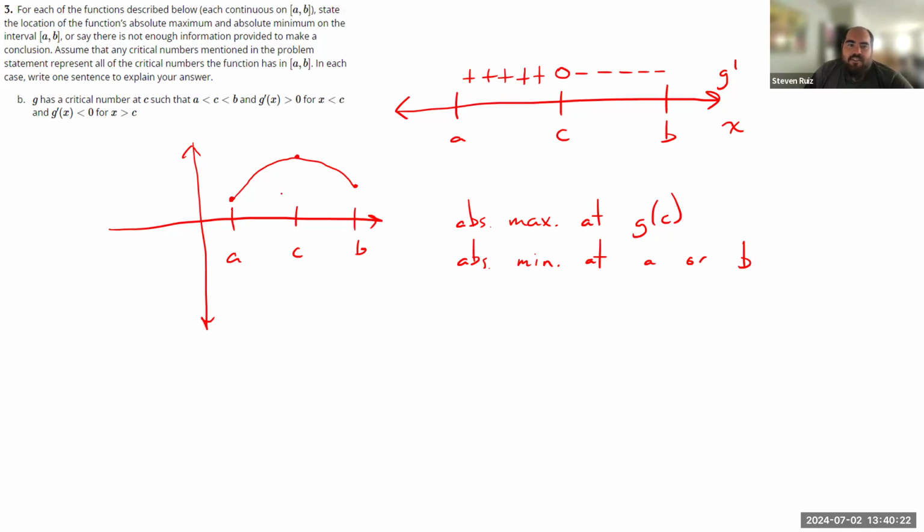From a to c, the function is increasing. So the further left I go from c, the smaller values I'll get. So the absolute minimum is going to happen at whichever one of those is smaller. And I could make either one of those things happen. So in the graph I've drawn, g of a is smaller, but let's say I draw this graph. I still believe I have a critical point there, but it all depends on what exactly the first derivative looks like away from c.